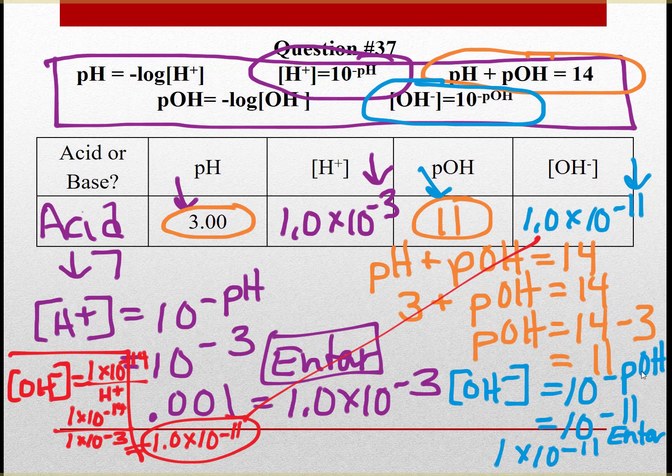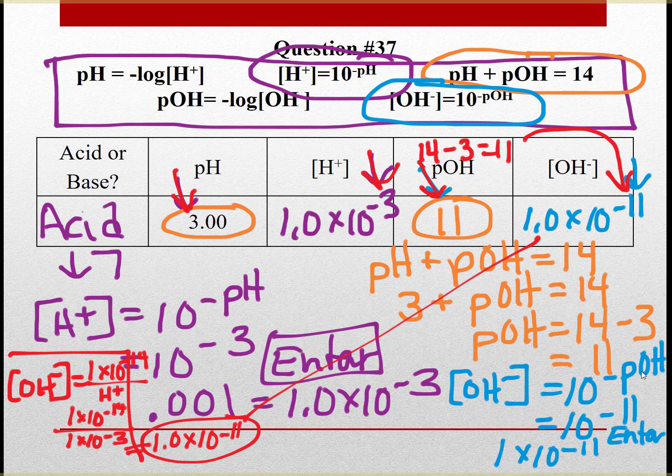Notice that you can do that whole first line just in your head, because you just take that exponent and make it the negative exponent there. And then for this one, you subtract it from 14. And then you take this one and put it to that negative exponent. So again, you can do these in your head.